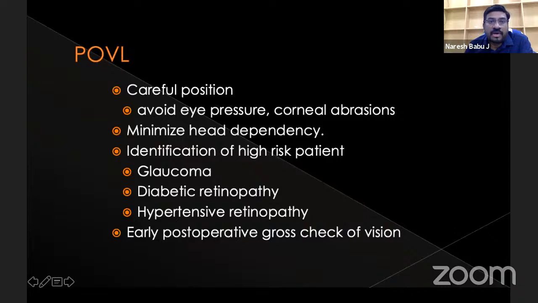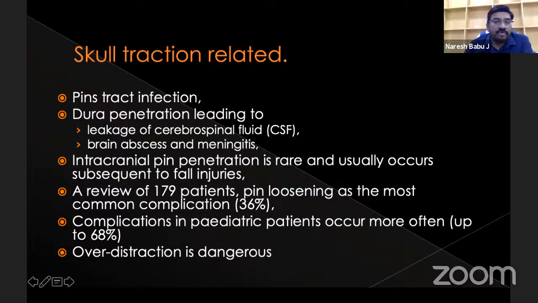How do we avoid it? By careful positioning, avoiding eye pressure, and avoiding corneal abrasions. We should minimize the head dependency. These are the high risk patients. We need to identify them and then protect them very well. Patients with glaucoma, diabetic retinopathy or hypertensive retinopathy are prone to develop post-operative visual loss.